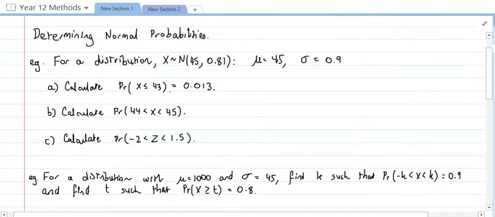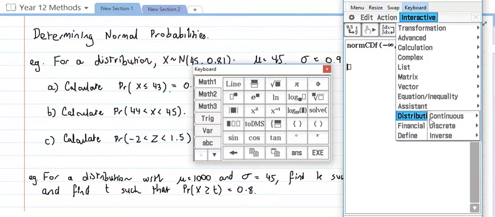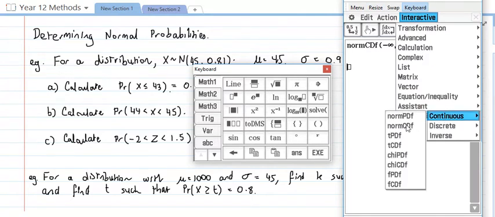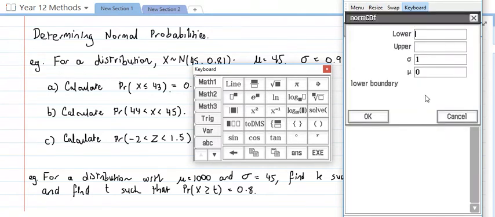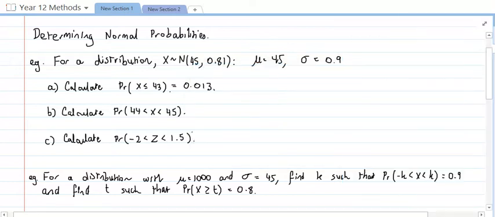Calculate the probability that x is between 44 and 45. So, interactive, distribution, continuous, normal CDF with a lower of 44 and an upper of 45. And again, the standard deviation is 0.9 and the mean is 45. And the answer there is 0.3667. So, I'll just go 4 decimal places.